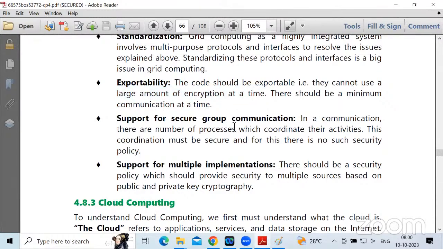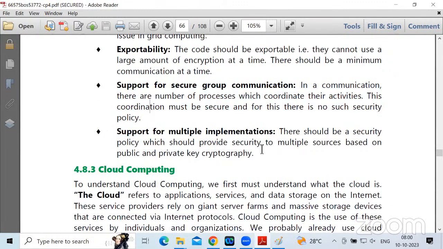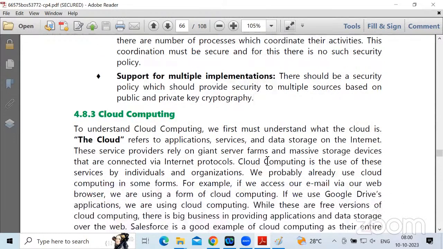Support for secure group communication. In a communication, there are a number of processes which coordinate their activities. This coordination must be secure, and for this, there is no such security policy. Security policies are lacking in grid computing because many computers are used with many different parameters. Support for multiple implementations. There should be a security policy which provides security to multiple sources based on public and private key cryptography. We have already seen what private key and public key encryption are. The same thing is used here.